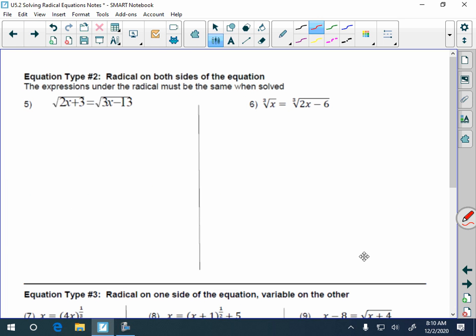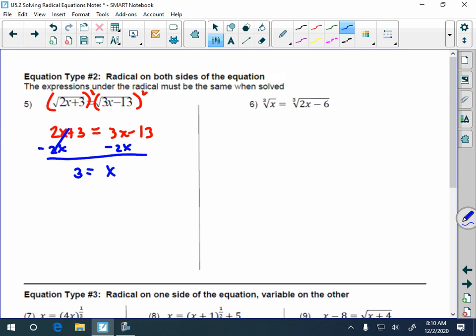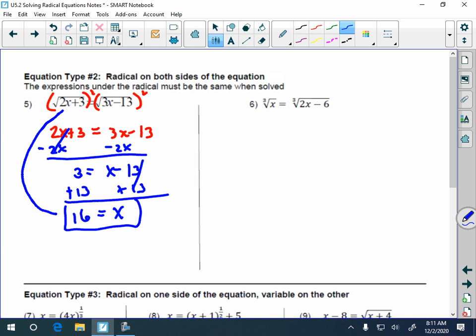All right, number 5. So this kind of a problem is we have radicals on both sides of the equation. So there's 2 radicals in the problem. So here, all we have to do is we're going to square both sides. All right, so if I square this side and square this side, the square and the square roots again cancel each other out. So all that's left is what's inside both radicals. And now I can just solve it as normal. All right, so x equals 16, and then I could check it real quick and make sure that it works.